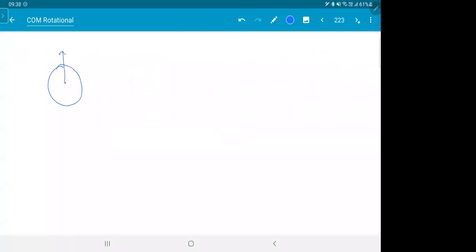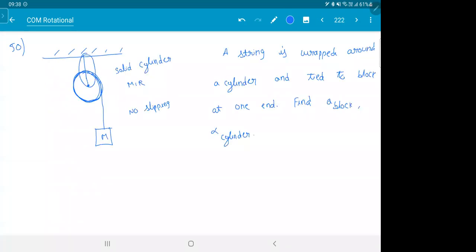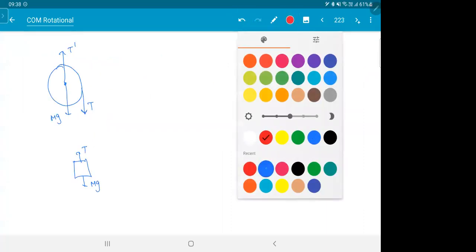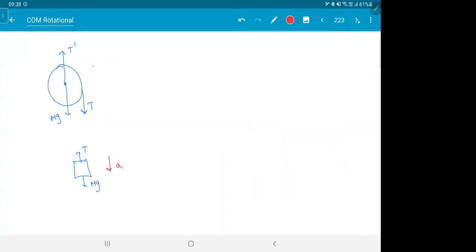FBD: tension, mg, tension. Right? On the pulley, there are three forces. On the block, tension and mg. What is this T dash? T dash is this string's tension. There are two different strings. The block is going down with A. This is rotating with alpha. You're taking torque about the center.